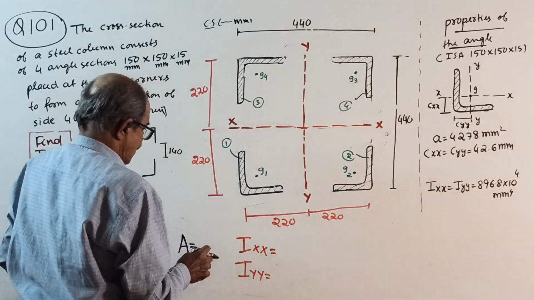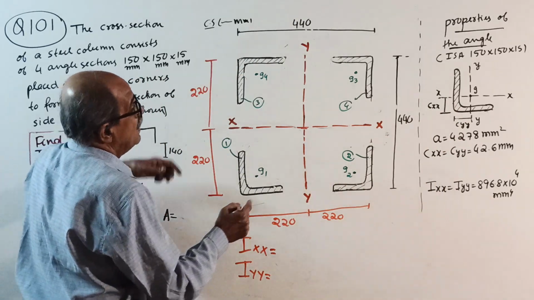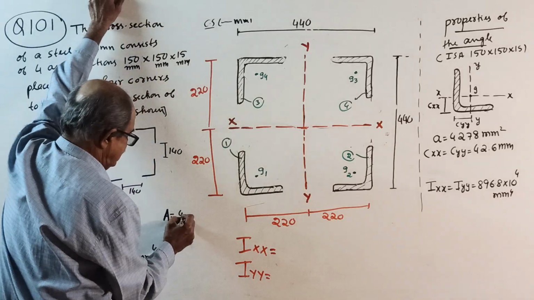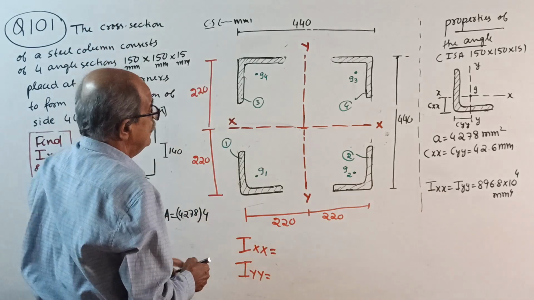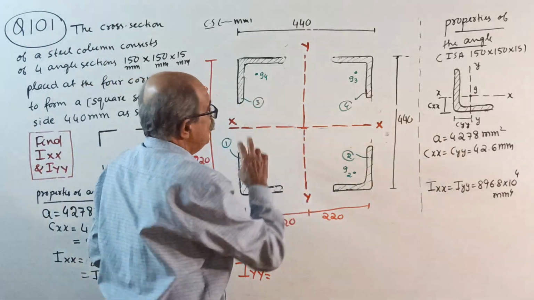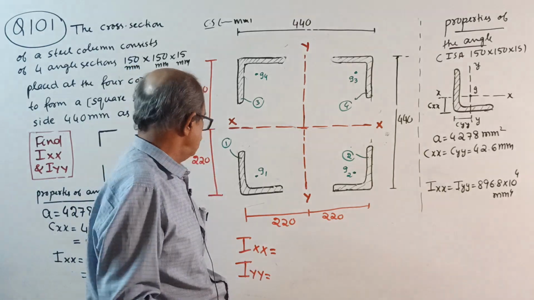As usual, always first find the area. Actually, very easy. Total area. See, 4278 is the area of one angle, into 4. I will take 1, 2, 3, 4. You need not work out all the 4 parts. Consider one part. Okay, over.